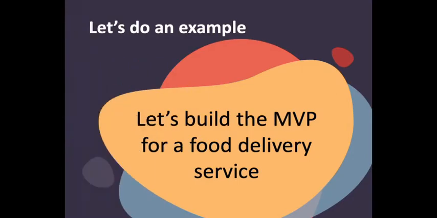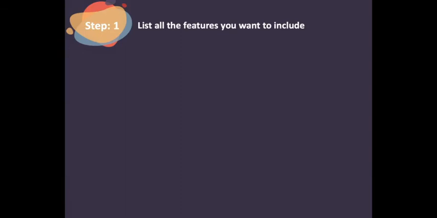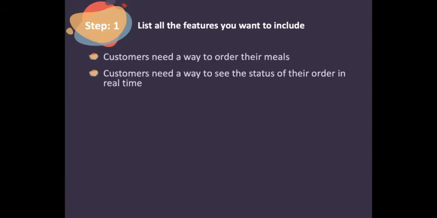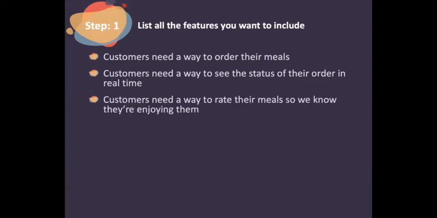Okay, so let's do an example. We're going to do the MVP for a food delivery service. First, as we said, step by step, we're going to list all the features that we want to include. So customers need a way to order their meals. Then they need a way to see the status of their orders in real time. We want to show them in real time where their food is. We also need a way for them to rate their meals so we can match our vendors and know who the best vendors are. Maybe reward them based on getting great ratings.